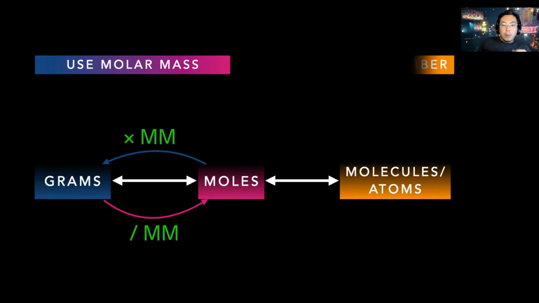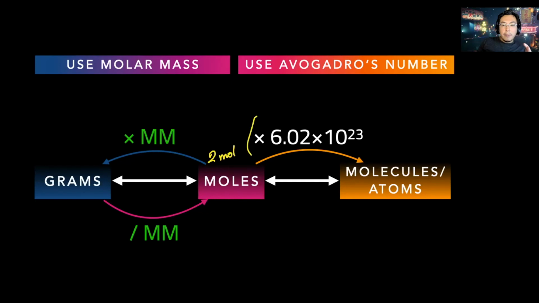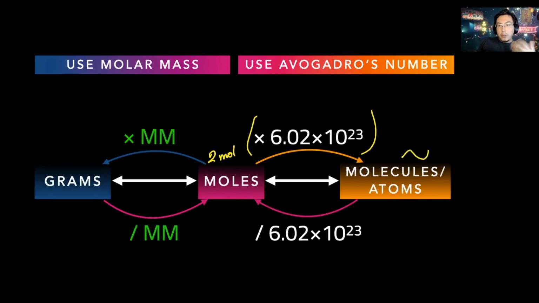If you're going from the other side, between moles and atoms, then the number that you're going to be using is Avogadro's number. So whatever number you have for moles, 2 moles of something, this 2, you're going to multiply by 6.02 times 10 to the 23rd. And if you're going the other way around, atoms to moles, then you're going to divide whatever number you have, molecules or atoms, by Avogadro's number.